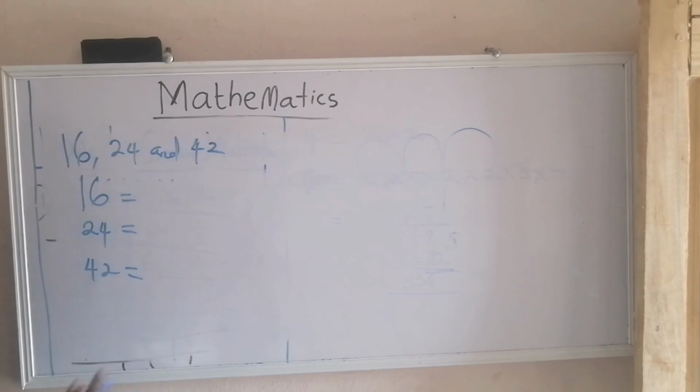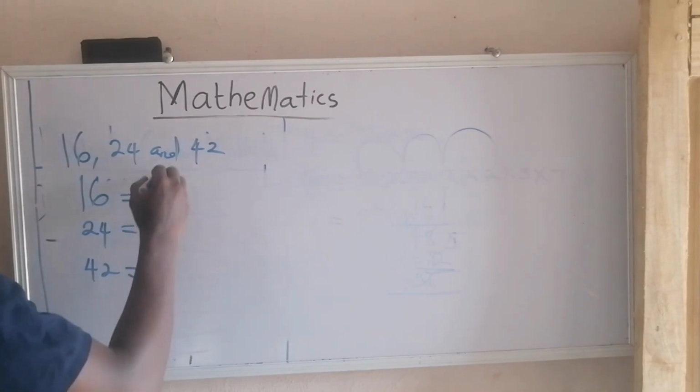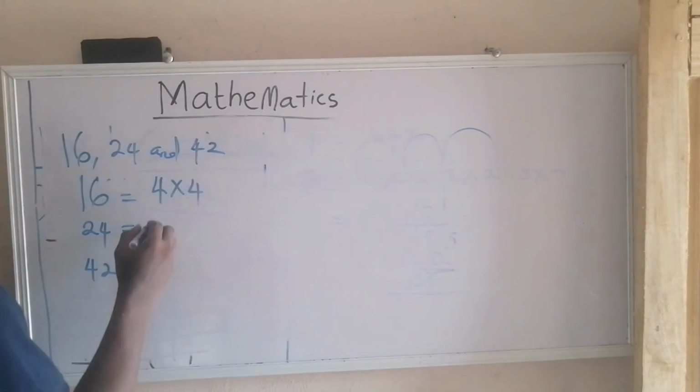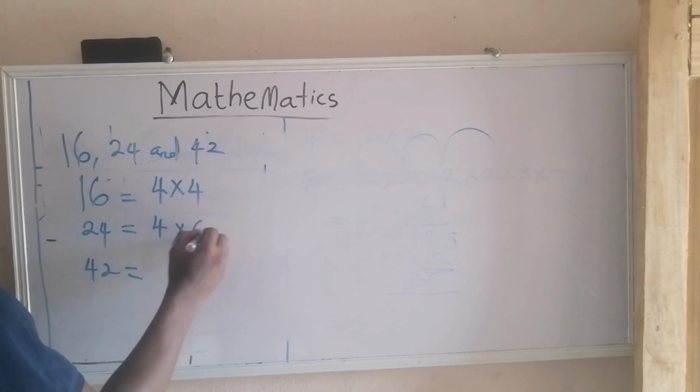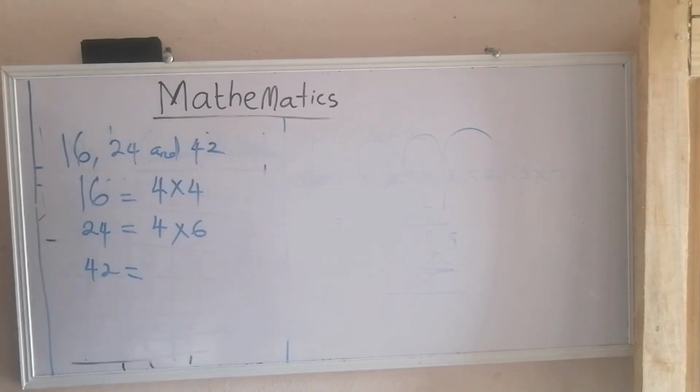So think of numbers that if you multiply with each other will give you 16. For example, 4 times 4 is 16. 4 times 6 is 24. What about this one? 6 times 7 is 42. So what's the next thing? If you look at this 4 and 4, they are not prime numbers.